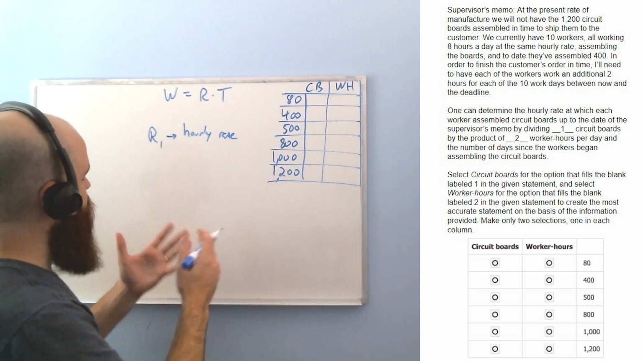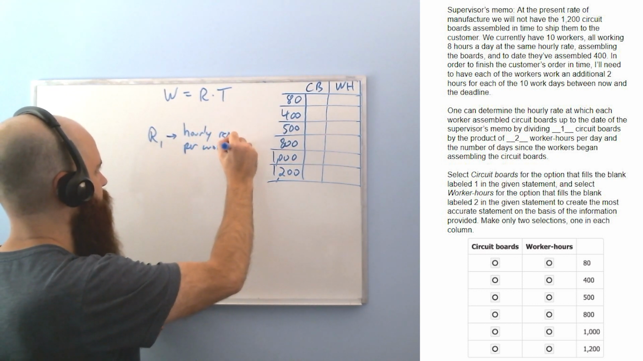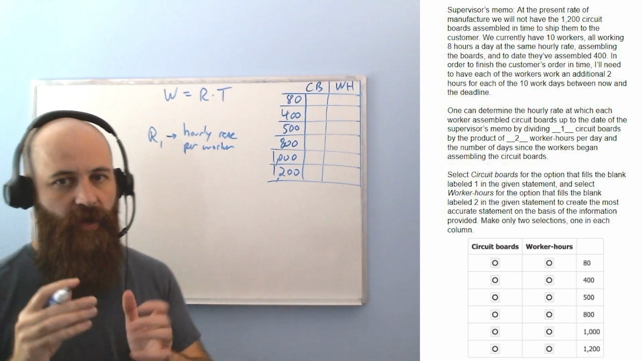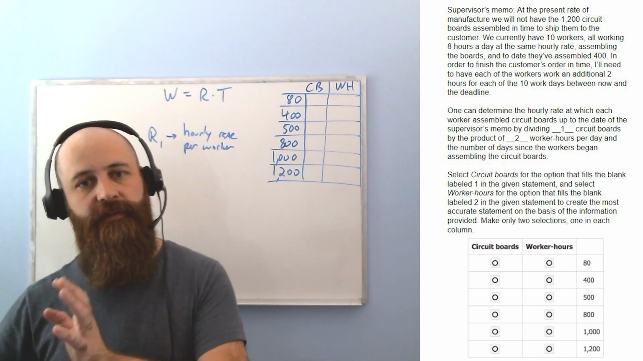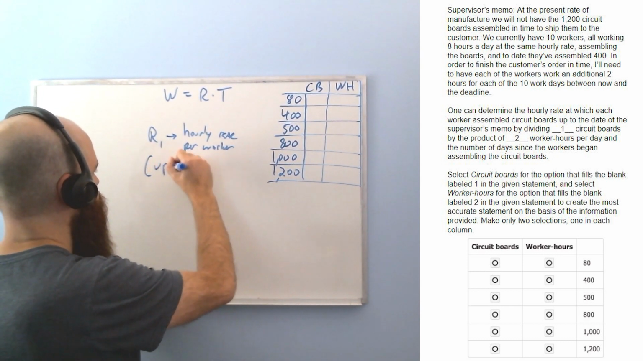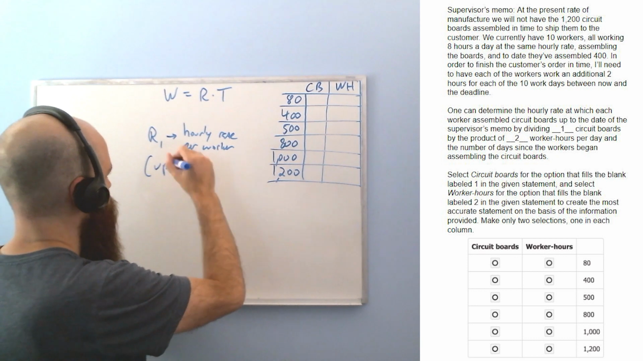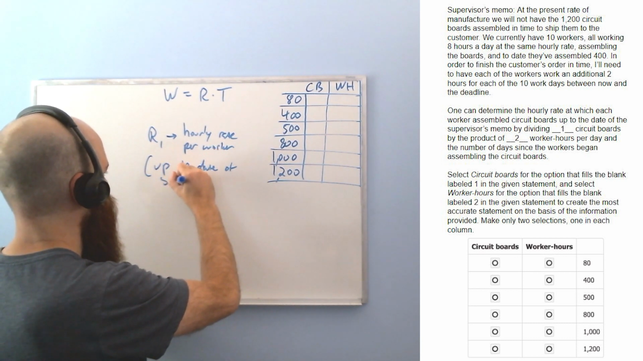Okay, well, if it's for each worker, then I could say this is the rate per worker, and they're making circuit boards. Now if I keep reading, it says this is the rate up to the date of the supervisor's memo. Okay, so maybe that'll be important later on. I want to make a note that this is specifically the rate up to the date of the supervisor's memo.